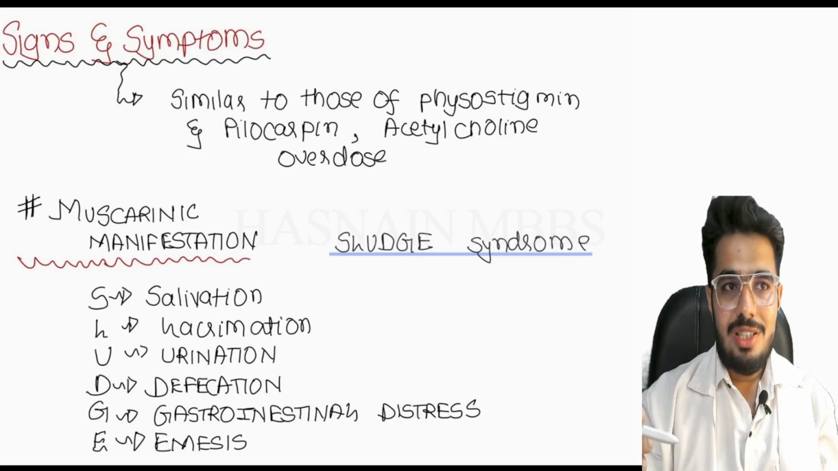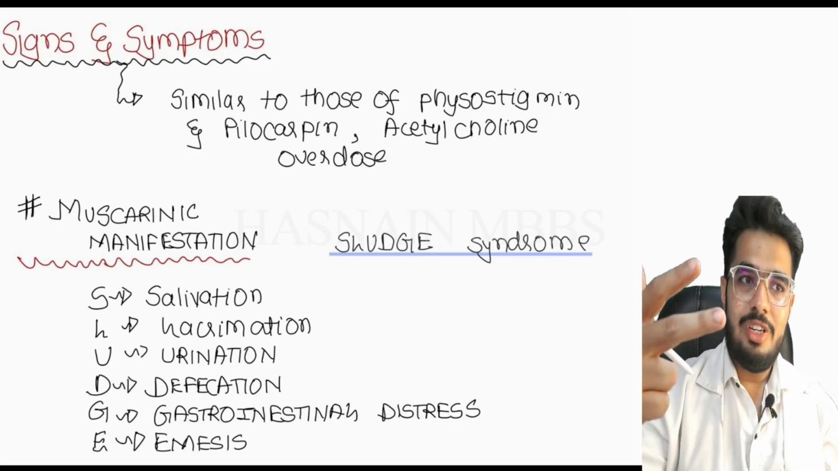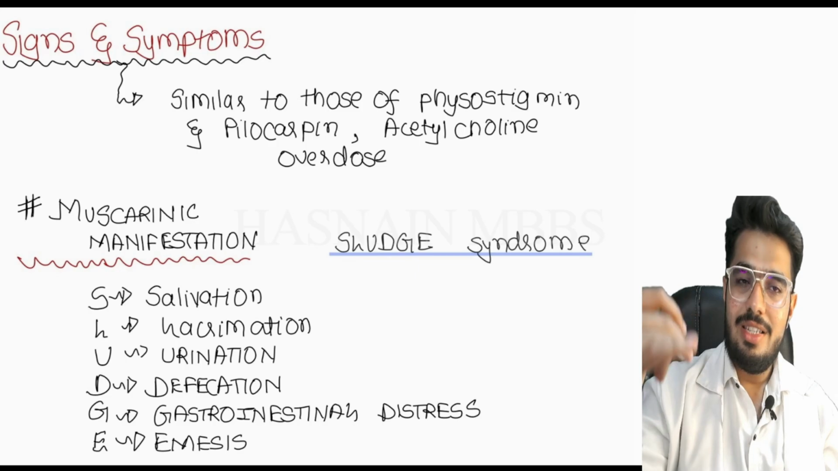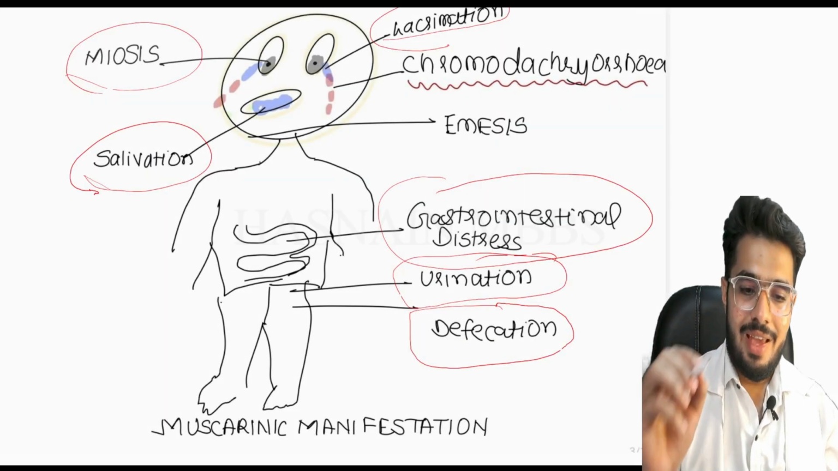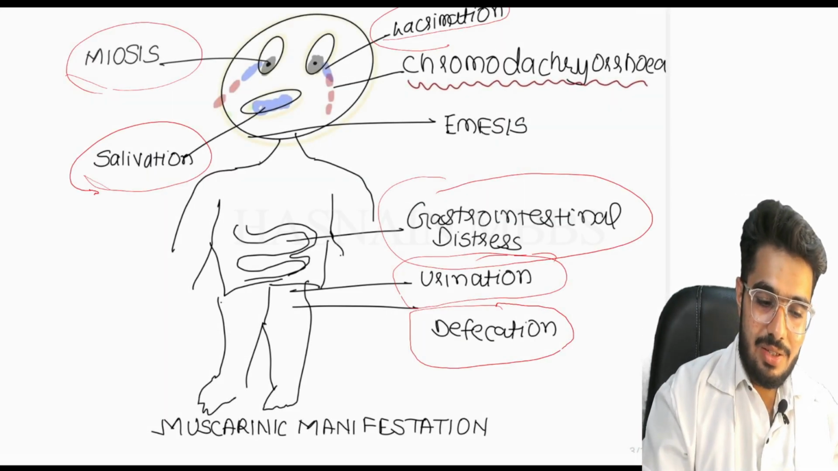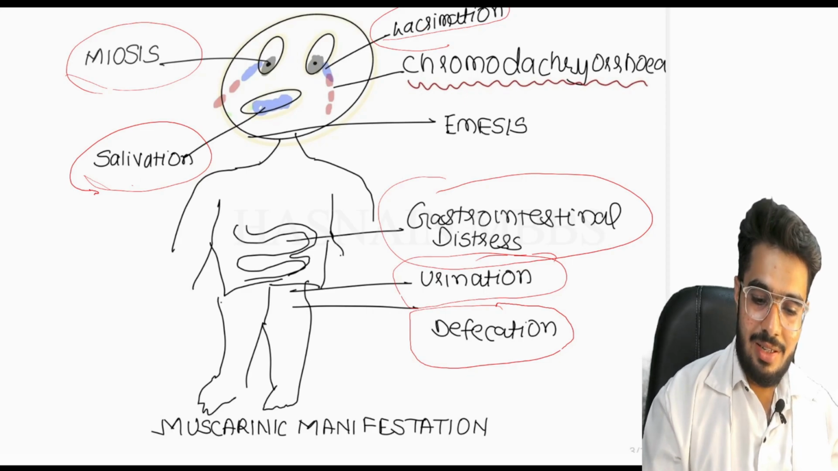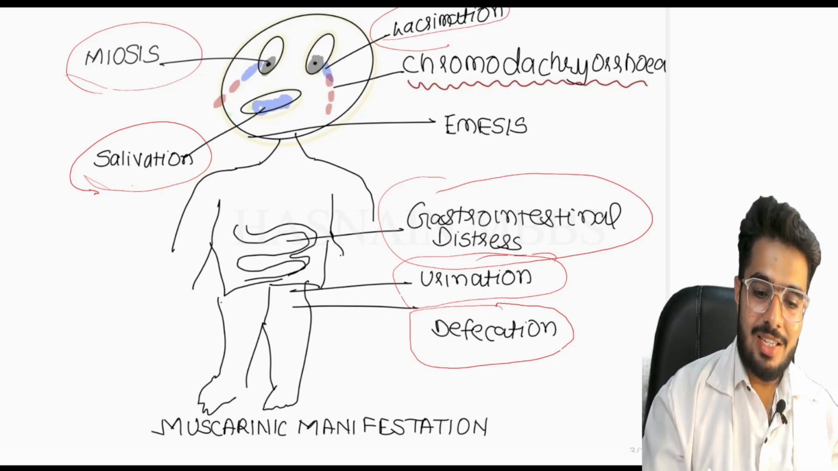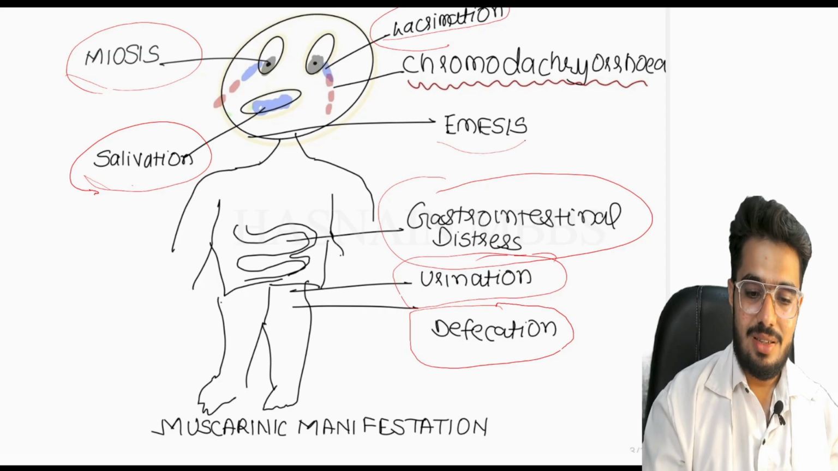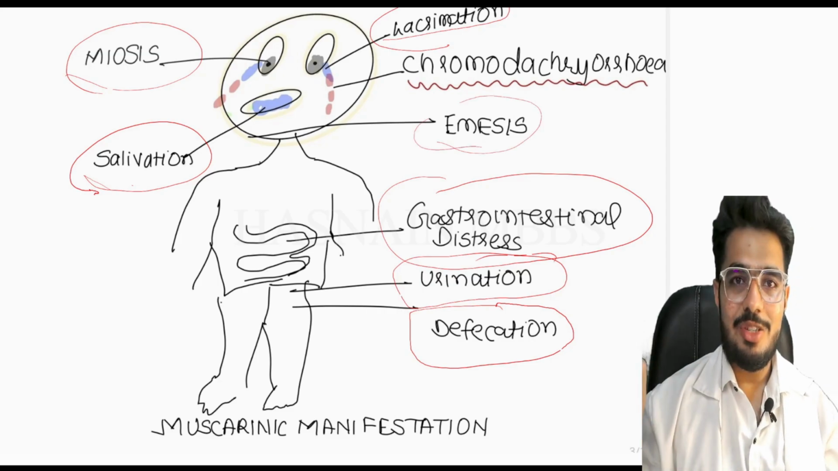So SLUDGE: salivation, lacrimation, urination, defecation, gastrointestinal distress, and emesis. In this photo we have seen salivation, lacrimation, urination, defecation, gastrointestinal distress, and emesis. Hope you understand this one.